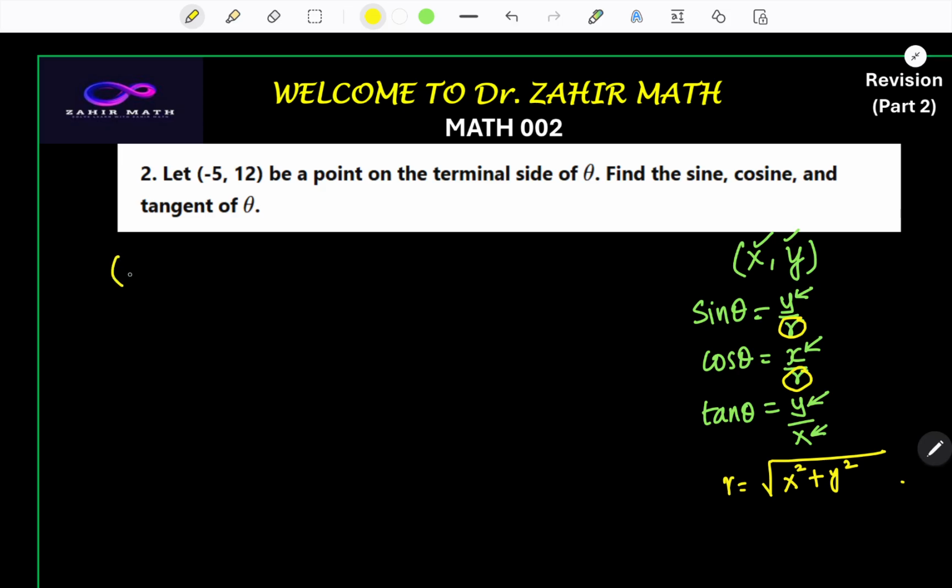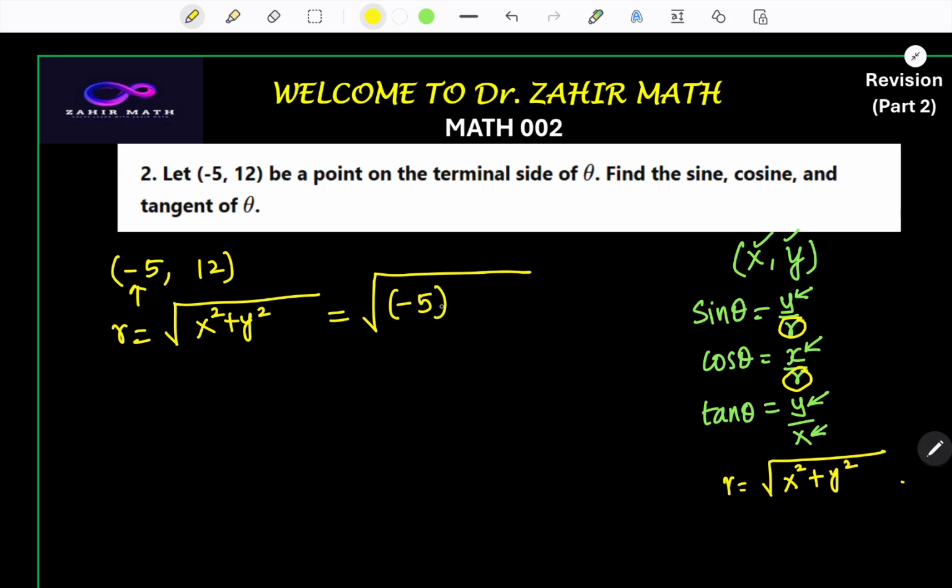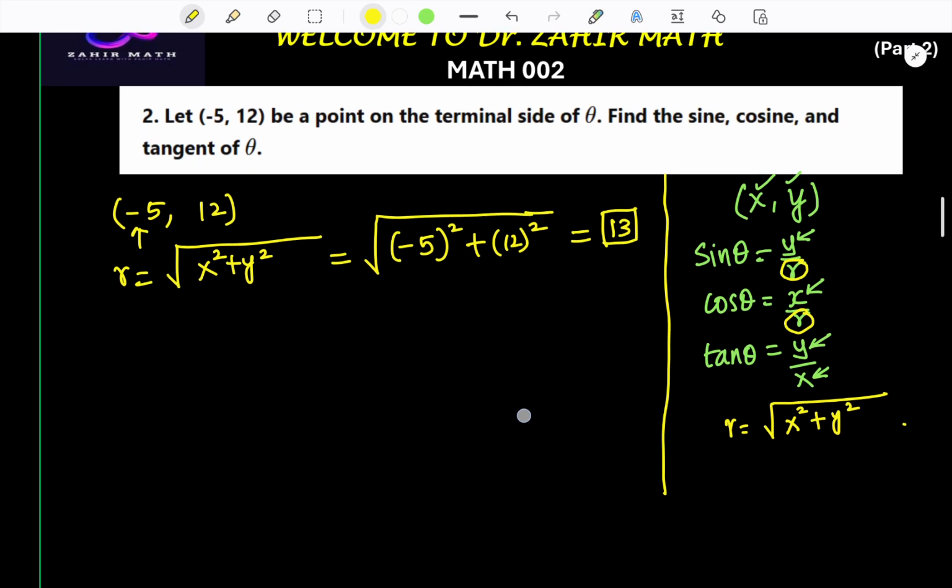Okay, right. So what is your point? Your point is minus 5 comma 12. So r is equal to square root of x square plus y square, which is equal to square root of, there is a negative sign, be careful, open the brackets, minus 5 whole square plus 12 square. You can put directly in the calculator, which is equal to, right, 5 square is 25 and 12 square is 144, which square root is 169, which is equal to 13. You can write directly in the calculator, no problem. 25 plus 144, right, which is equal to 169. So square root of answer gives 13. Right. So let's go to the question.